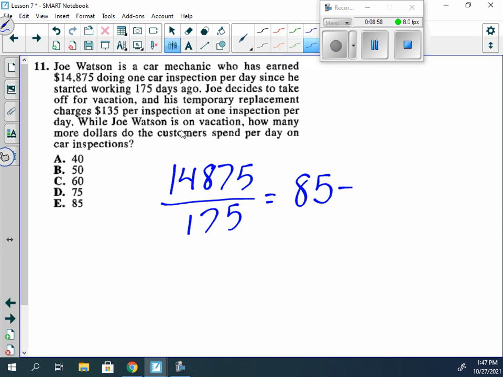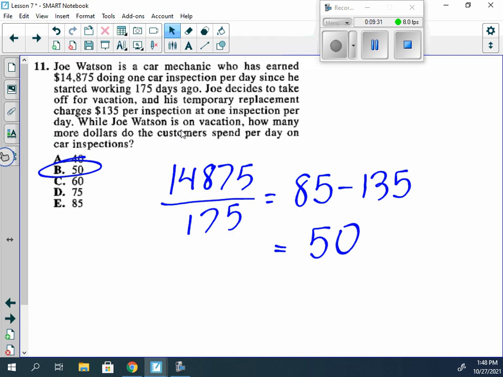$14,875 divided by 175 is what? Okay, and then we would subtract from it 135 and get $50 because we want to know the difference. Yeah, you got it right. It just seemed really low. Yep. Okay. Well, that makes sense because 8, it's dealing with the 7. Throws it all over.